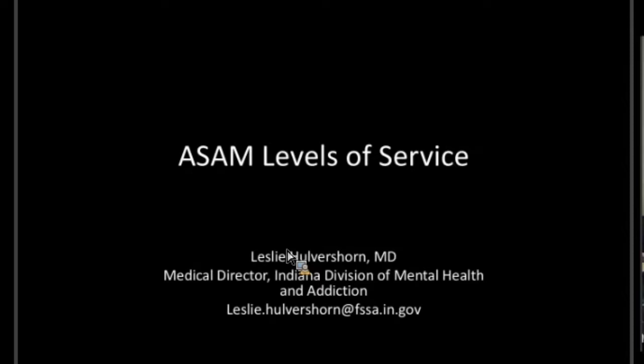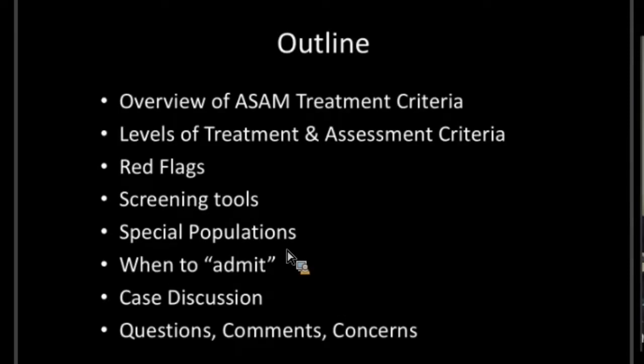So I changed the outline a little bit from what's on the piece of paper, so pardon me, that was last minute. But we really want to just overview the treatment criteria, how that works for ASAM, and the way, this is all derived from the book, so this is the thing to get if you want to know about ASAM. Many of you probably already have it. And then we'll talk about the levels of treatment that exist in this continuum, how they're assessed, some red flags, screening tools that are in the appendix.